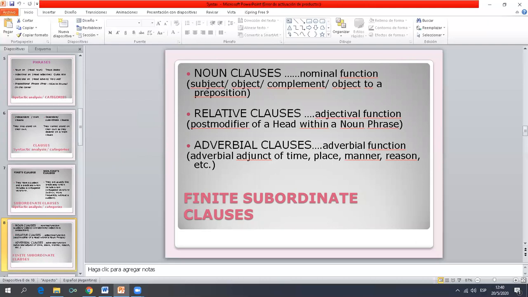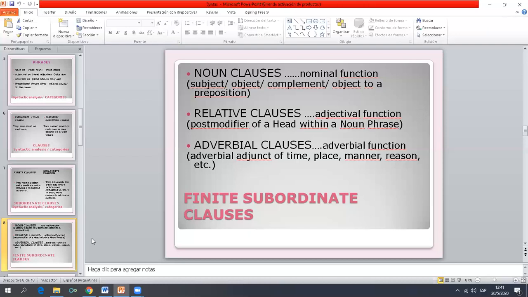We also said that the noun clause performs different functions within the sentence, such as subject, object, complement, or object to a preposition. And I told you that both relative clauses and adverbial clauses perform only one possible function within the sentence. In the case of relative clauses, they are post modifiers, and in the case of the adverbial clauses, they are adverbial adjuncts related to different semantic notions such as time, place, manner, reason, mood, instrument, frequency.